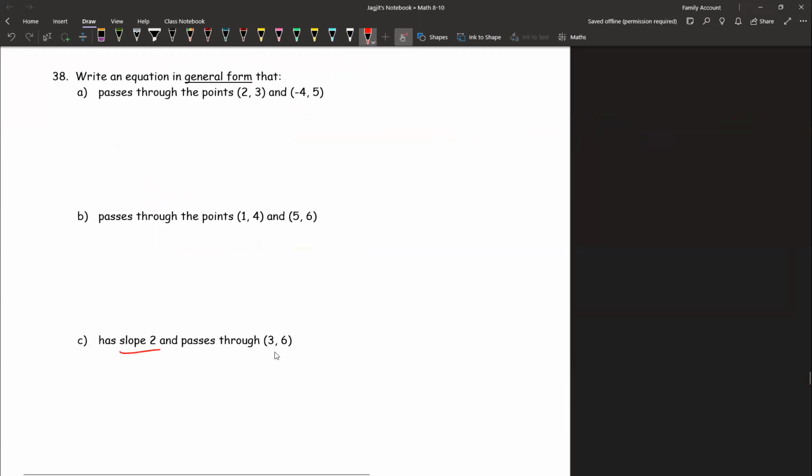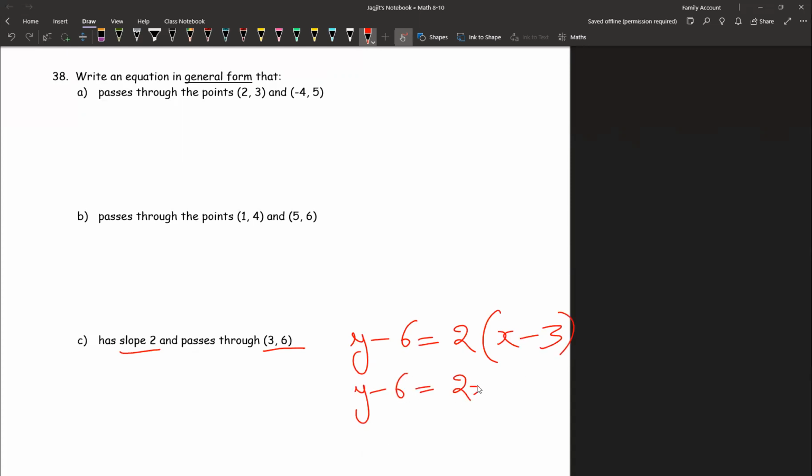Now they're saying if it has a slope of this, passes through this, easy. So you say y minus y1 is equal to m times x minus x1. And FOIL it, y minus 6 is equal to 2x minus 6. Move the y over now. So 2x minus y. And you have minus 6, and the minus 6 will go to the other side, become plus 6. That cancels out. So it's just 2x minus y is equal to 0. Simple.